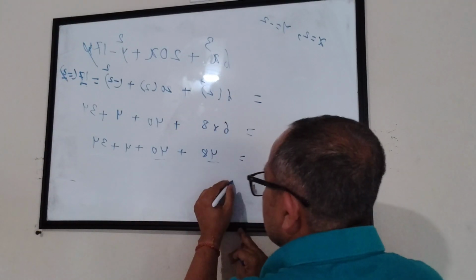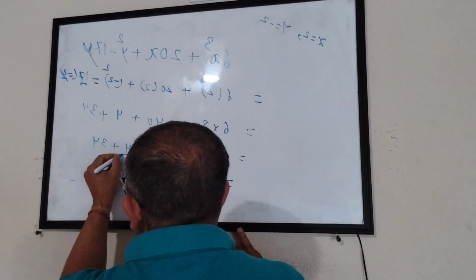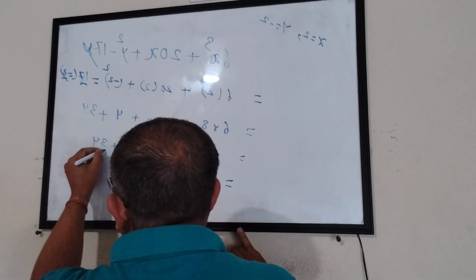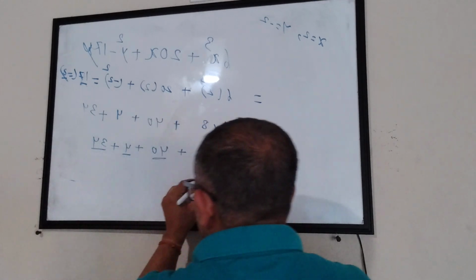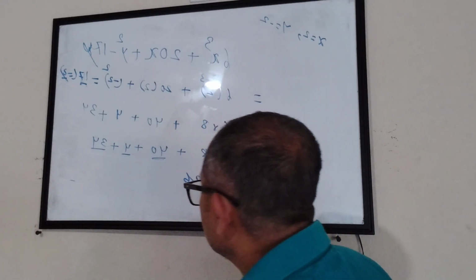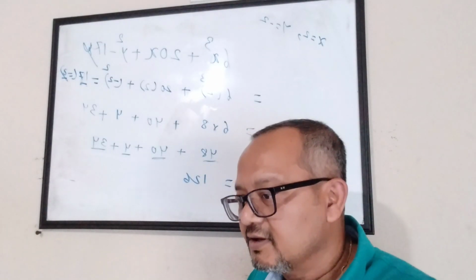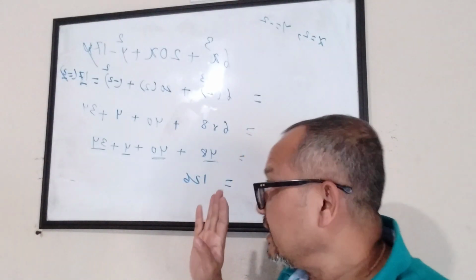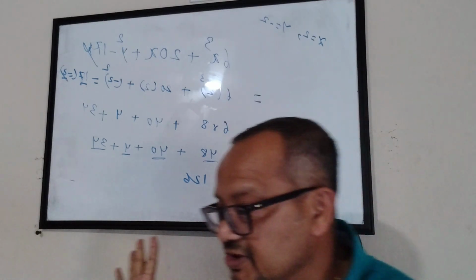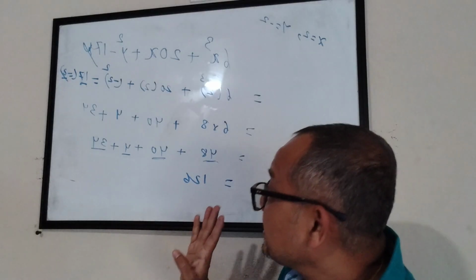Now check the answer. 48 plus 40, 88 plus 4, 92. 96 plus 30, 126. Is it 58? So again, this was not a difficult question, not a complicated one. It was not a trick question either.